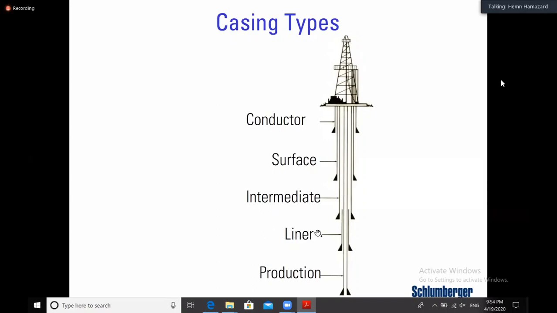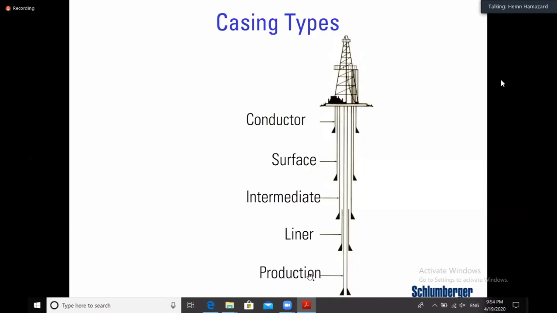The difference between casing and liner: we call any casing a liner if you don't bring it back all the way to surface. You can hang it inside the previous casing. If you see in here, this is the 7-inch casing. It's hung inside the 9 5/8. But if this casing goes all the way up to surface to the wellhead, that's called casing. So that's the difference between casing and liner.